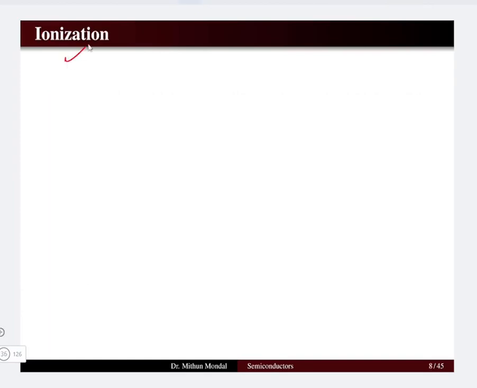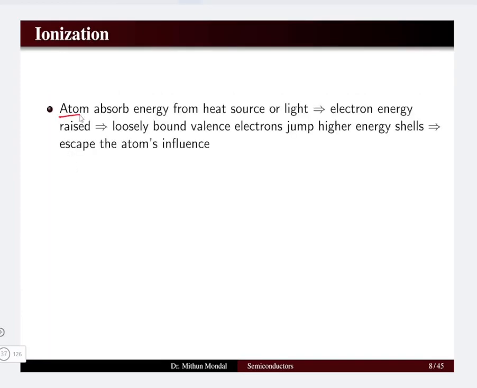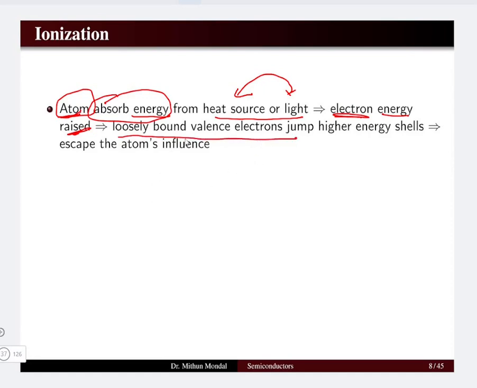What is ionization? It is when the atom absorbs energy from a heat source or light. These are the external sources: either we have a light source or a heat source, and these sources are given to the atom, which absorbs the energy. Then the electron energy will be raised, and the loosely bound valence electron at the very last orbit will jump to a higher energy level.